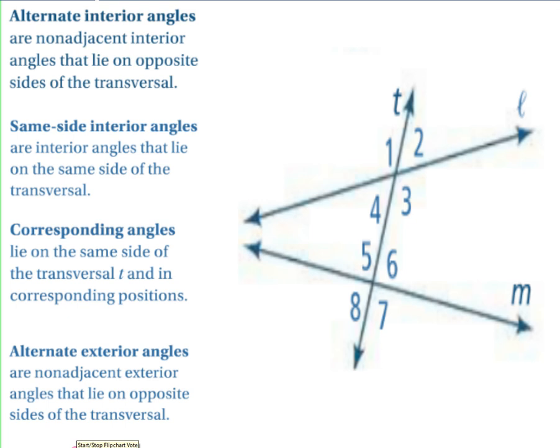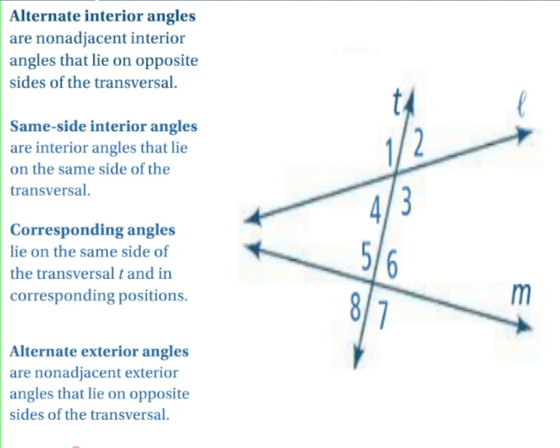Okay, so with our angles, we have 4 different kinds of pairings. Okay, I have alternate interior angles, same side interior, corresponding angles, and alternate exterior angles.